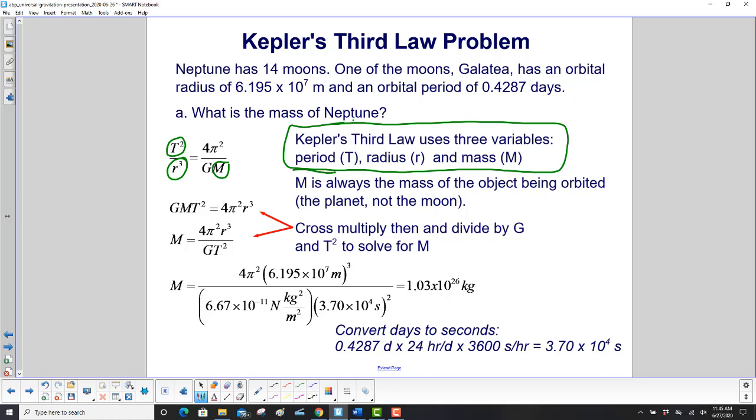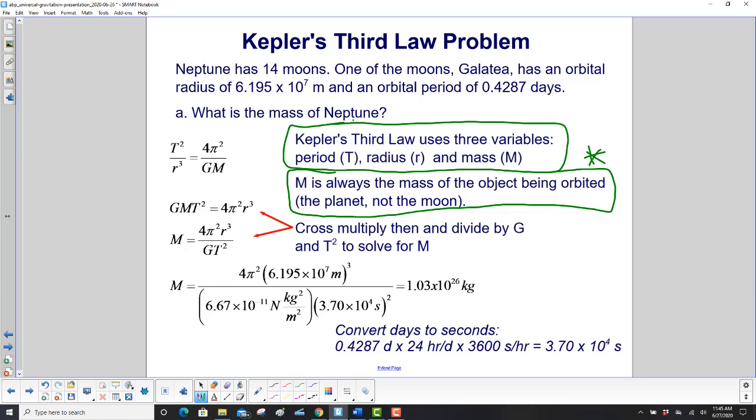And here's a key right here. This is a very common mistake. The mass there, that's the mass of the object being orbited. So if you have a moon going around Neptune, big M is the mass of Neptune. So please don't make that mistake. It's not the mass of the orbiting object, it's the thing it's going around. So let me just erase over here on Kepler's third law.